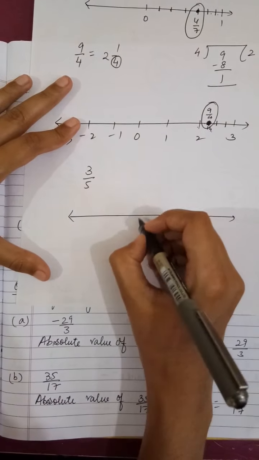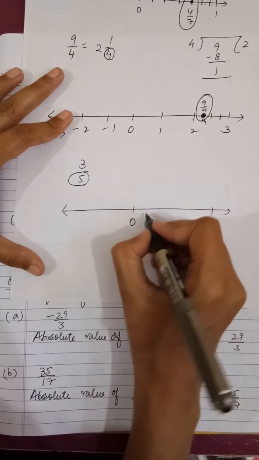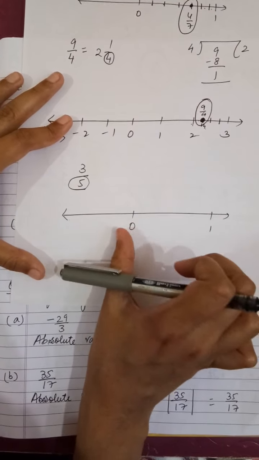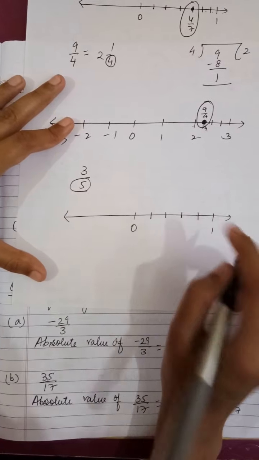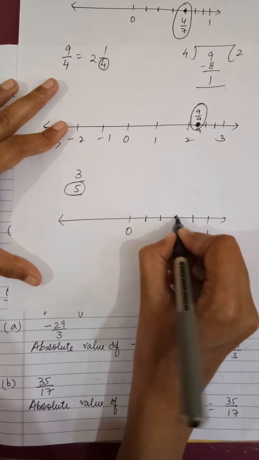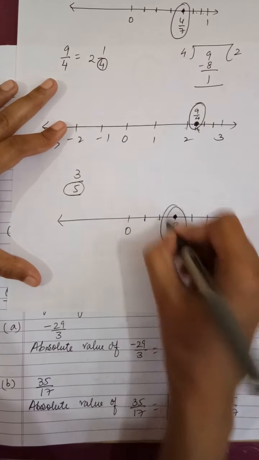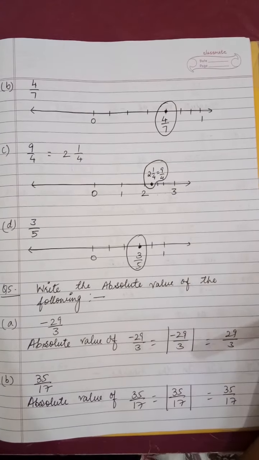So what I am going to do here is draw 0 and 1. The denominator is 5, so divide the space between 0 and 1 into 5 parts: 1, 2, 3, 4 and 5. Now 3 upon 5 is there: 1, 2, 3. So this is 3 upon 5. That's how you are going to represent rational numbers on a number line.